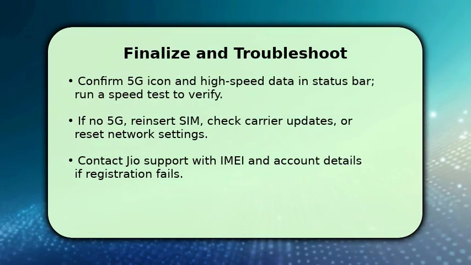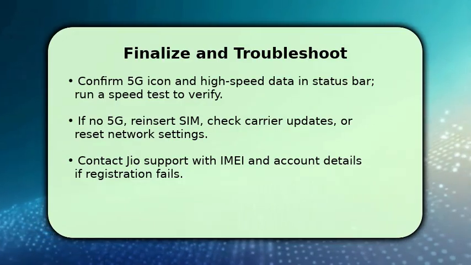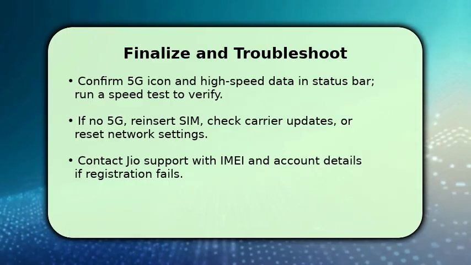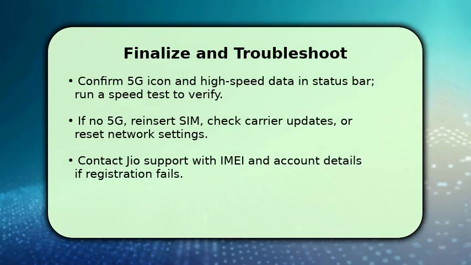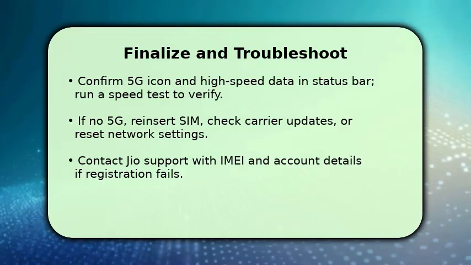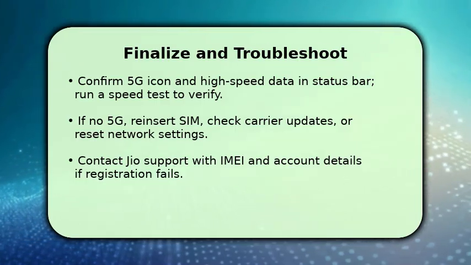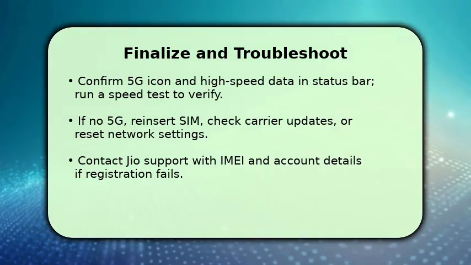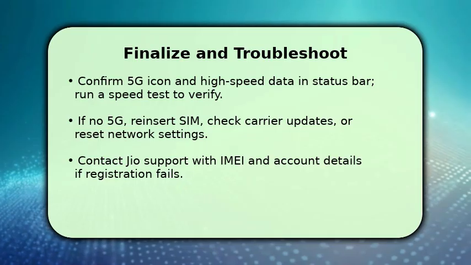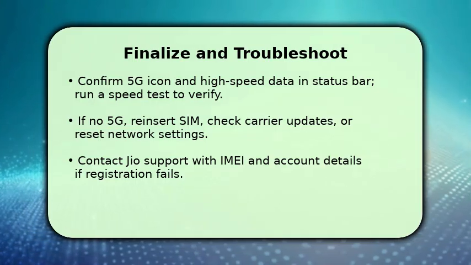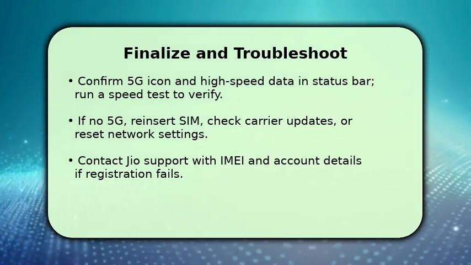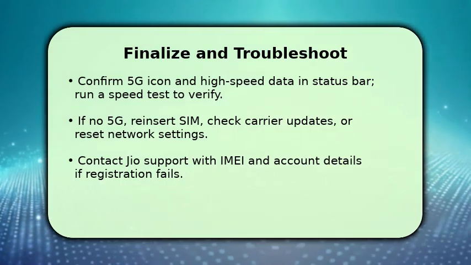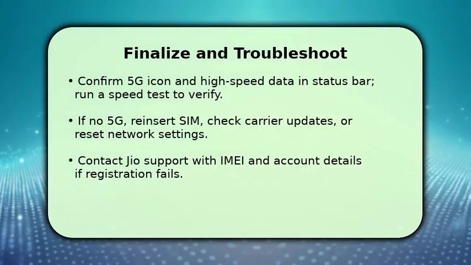Finally, confirm you see the 5G icon and test data speed to verify performance. A quick speed test shows whether you're on a true 5G cell. If 5G doesn't appear, try reinserting the SIM and checking for carrier updates, and then reset network settings. These steps clear misconfigurations. If problems persist, contact Geo support with your IMEI and account info so they can check provisioning. This troubleshooting path avoids unnecessary device changes and gets you back on 5G faster.